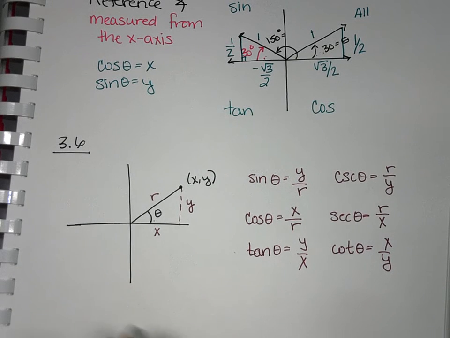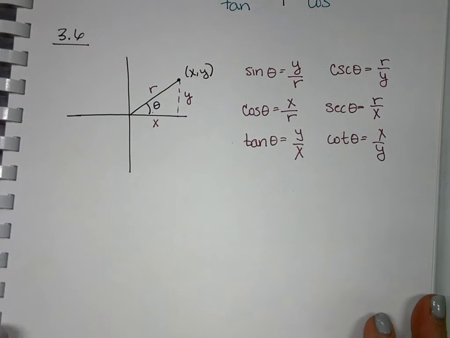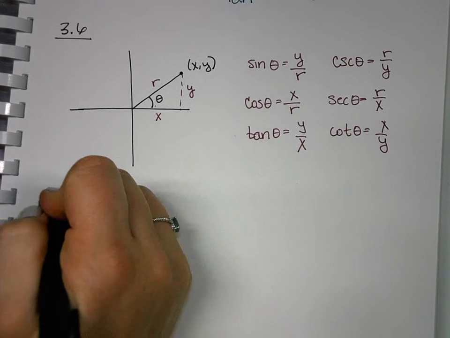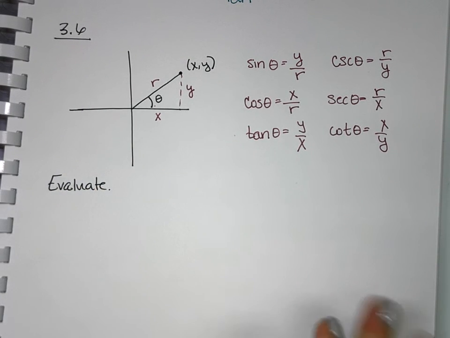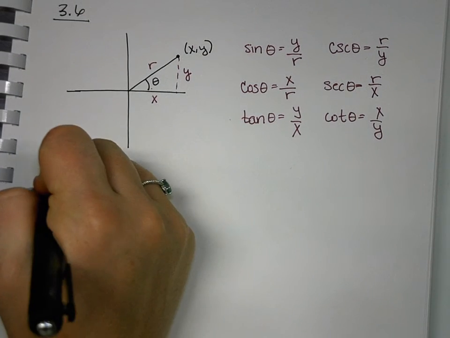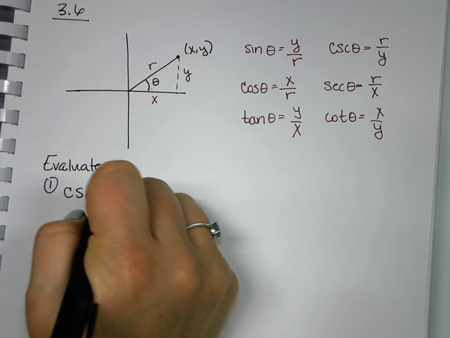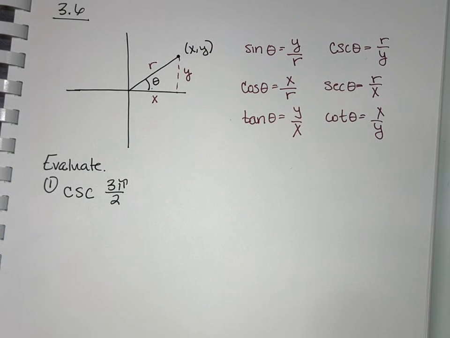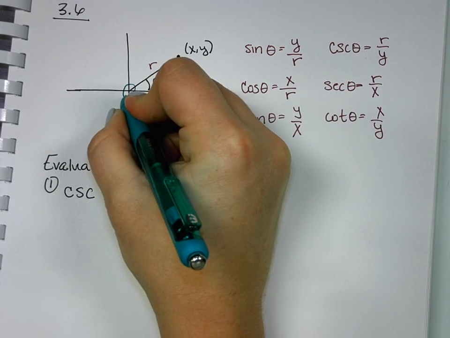So when it comes to actually evaluating, this is what it's going to look like on your 2 worksheets for tomorrow, because we do have 2 worksheets tomorrow. It's going to say to evaluate. So number 1 will say something like cosecant of 3 pi over 2. Okay, so we have to think of, what does that mean? Well, we have to think of where is 3 pi over 2? So if we're on the unit circle, 3 pi over 2 is a quadrantal angle. This is our 3 pi over 2.